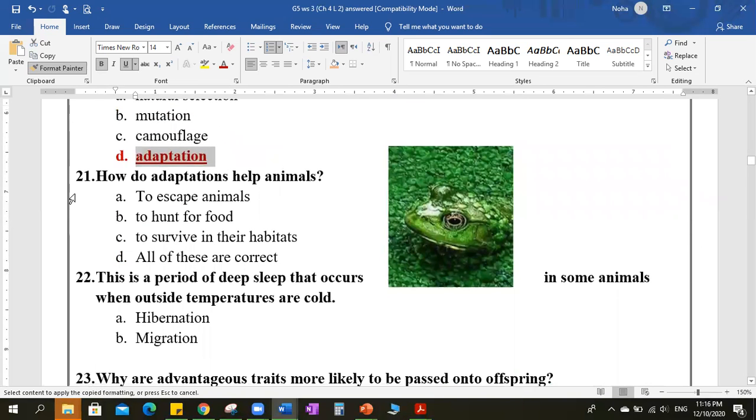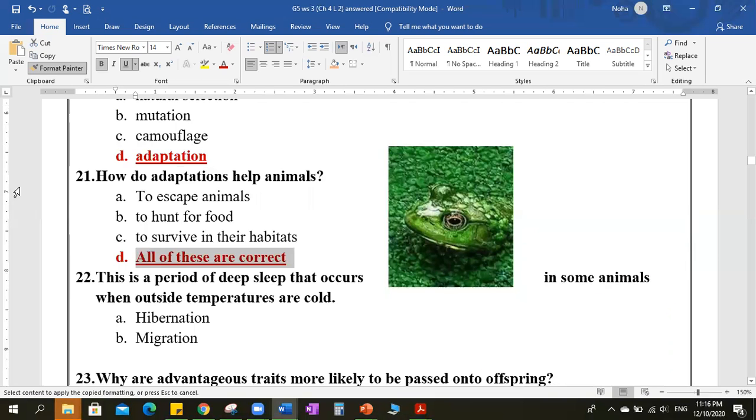How do adaptations help animals? In questions like this, you guys have to read all the choices you have. So we have to escape animals, or to hunt for food, or to survive in their habitats. All of these are correct. That's right. So it's the last choice.